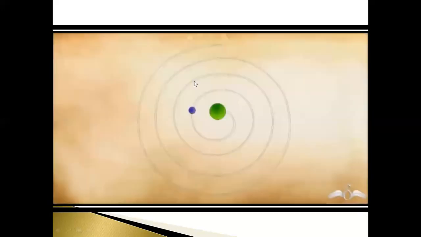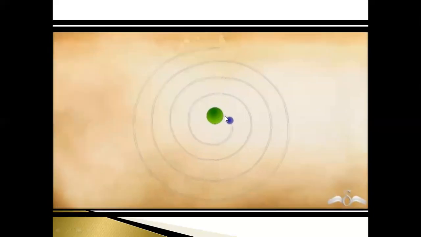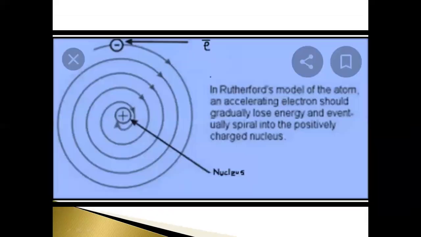Again, you can see the electron is coming closer to the nucleus, closest to the nucleus, and ultimately falls into the nucleus, and this is the collapse. The structure of the atom will collapse. This is a drawback of Rutherford's model, but actually this does not happen.